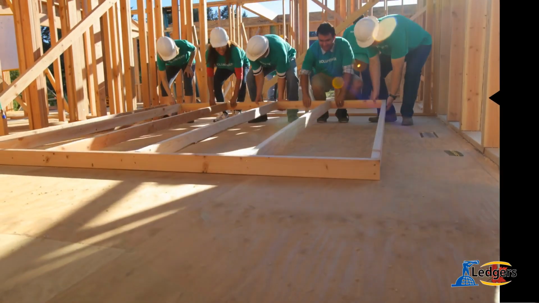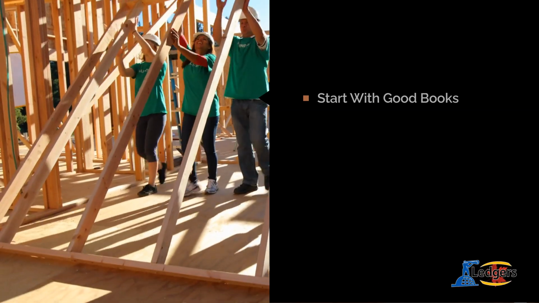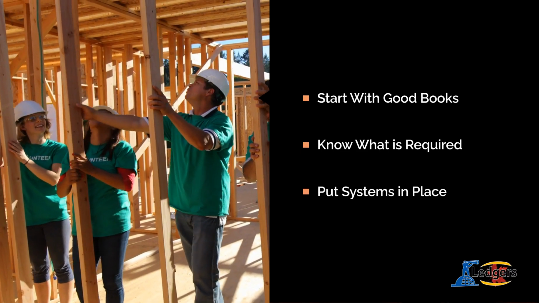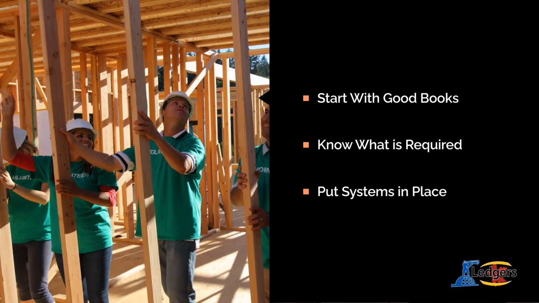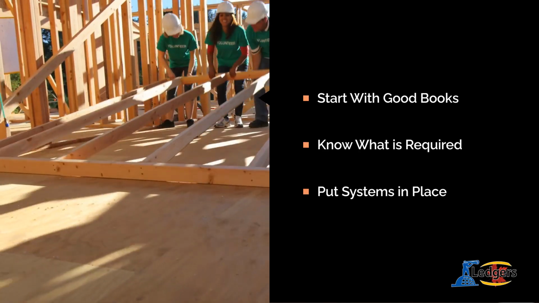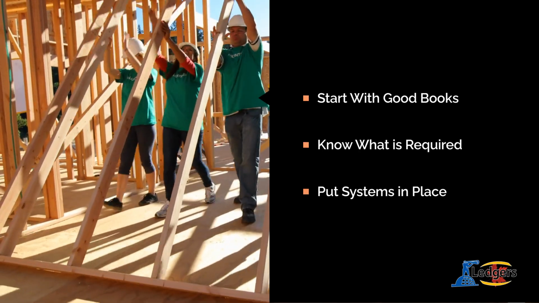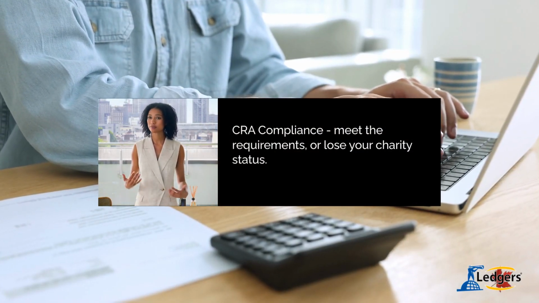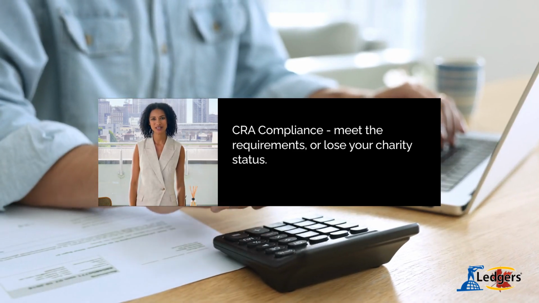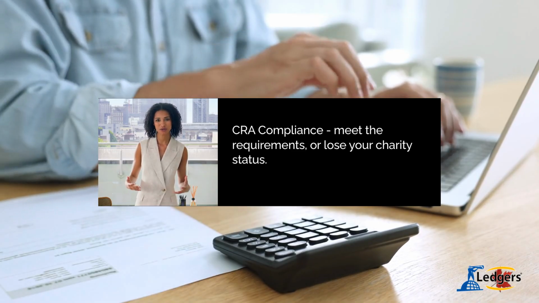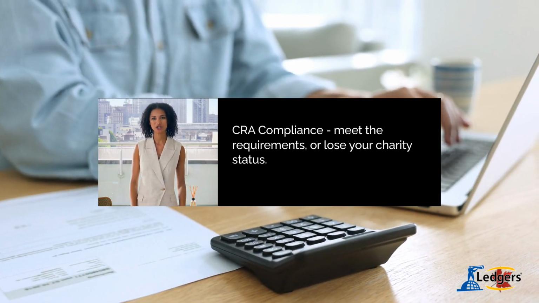To minimize potential issues, you need to focus on a couple of key points. 1. Start with good bookkeeping. 2. Know what you must report to the CRA. 3. Put systems in place to ensure you can operate efficiently. Maintaining your charity status requires strict compliance with the Canada Revenue Agency. They have specific rules for reporting your financial transactions, directors, donation receipts, and expenditures.